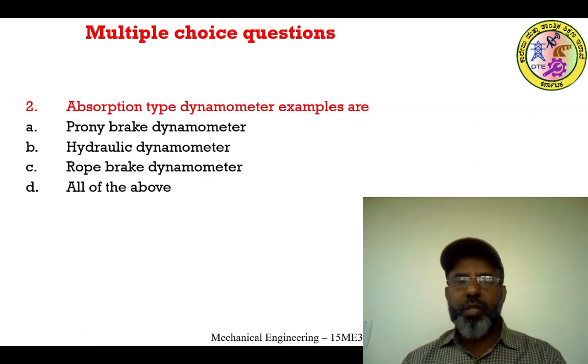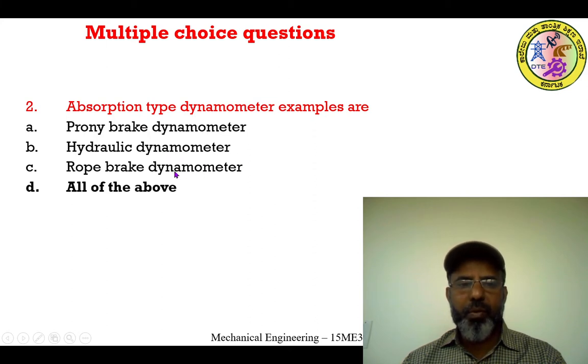Then the second question, or the second thing you should remember: absorption type dynamometer examples are, the 4 options are there. Your time starts now. A, Prony brake dynamometer, B, hydraulic dynamometer, C, rope brake dynamometer, D, all of the above. Yes, the correct answer: here mechanical energy will be dissipated, here fluid friction is employed, here heat energy, here also heat energy. Therefore the correct answer is all of the above.